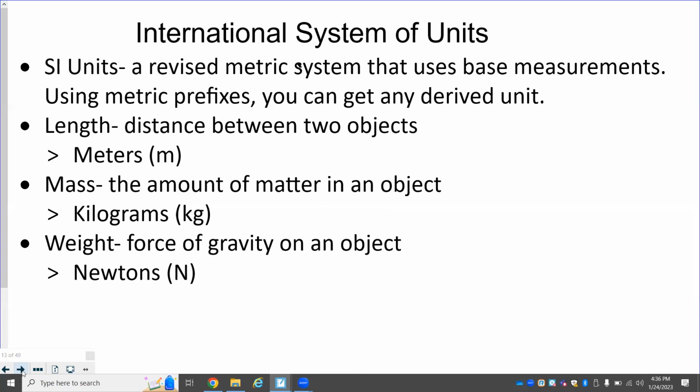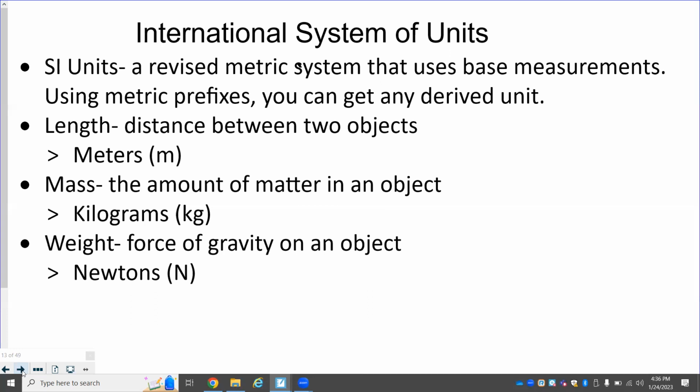Mass is the amount of matter in an object. This is going to be consistent without gravity taking place. So your mass looks at how many particles are in this object overall, and it tends to be measured in some form of grams or kilograms, depending on the size of the object.